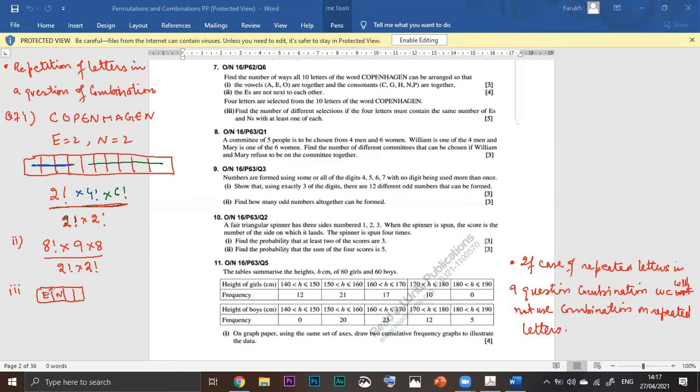Now, we have selected one E and one N. We will not use 2C1 for E and 2C1 for N. Now, how many letters are left with us? One E and one N have been selected, and there should be one E and one N only. Josefa, how many options do we have now? Sorry, 6. Yes, six. From six, we will select two.